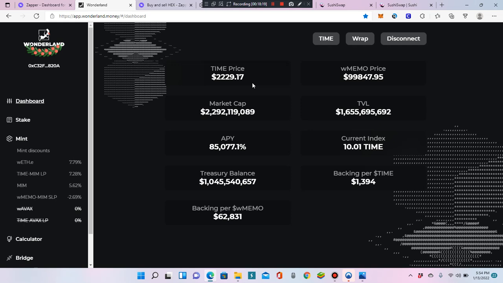2229 minus 2068. I'm doing my calculator on my phone. So this is faster. So 161. So I'll be saving $161 on every time that I mint right now. And I'm going to multiply that by 10.7 because I'm minting 10.7 time. So I'm going to make $1,722 minus the swapping fees of like, I'm not sure how much it's costing me, $600 or $700. Basically, I'm going to make $1,000 over 5 days.